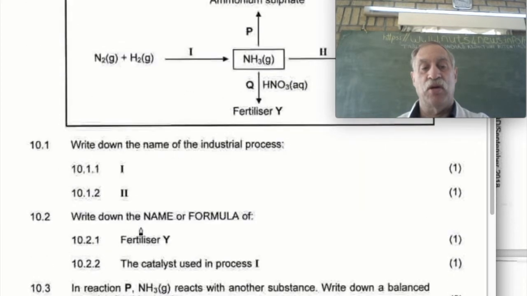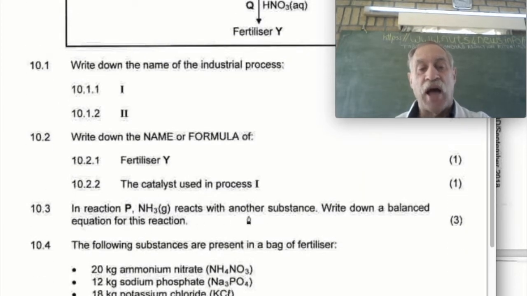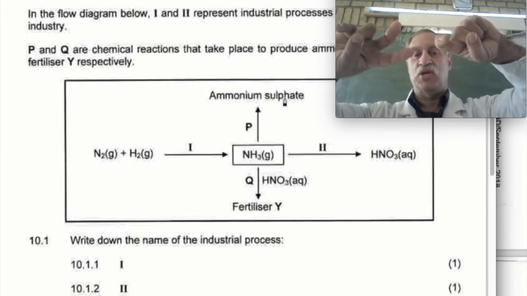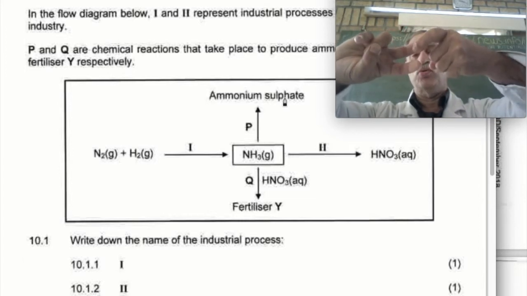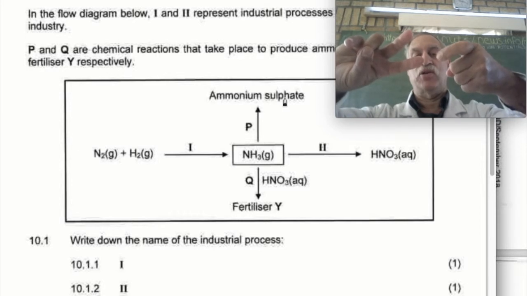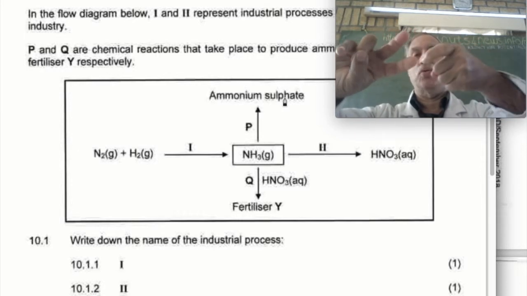In reaction P, ammonia reacts with another substance. Write down a balanced equation for this reaction. So we've got to know the name of ammonium. Well, we've already seen that ammonium is NH4 and sulphate is SO4. So how do we go from that, NH3, to SO4? Well, we've got to find hydrogens for this ammonium. And we've also kind of got to know that sulphate is something with 2 hooks, and ammonium is something with 1 hook. So we need 2 ammoniums for 1 sulphate. Sulphate acts as if it's in group 6, and ammonium acts like it's in group 1. It's got 1 hook or 1 valency, so we need 2 ammoniums.